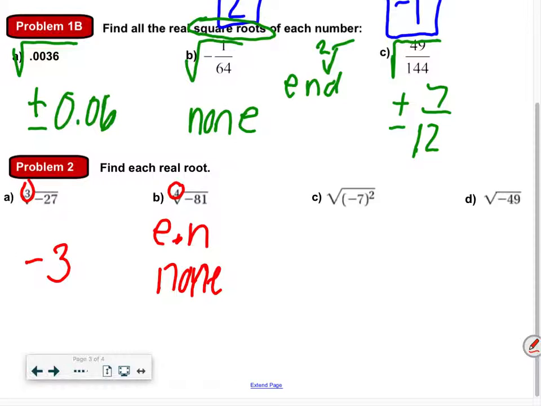I'll tell you. Do you guys remember PEMDAS? Yes. How you kind of simplified in parentheses first? Okay, I know there's not parentheses, but I want you to simplify first.